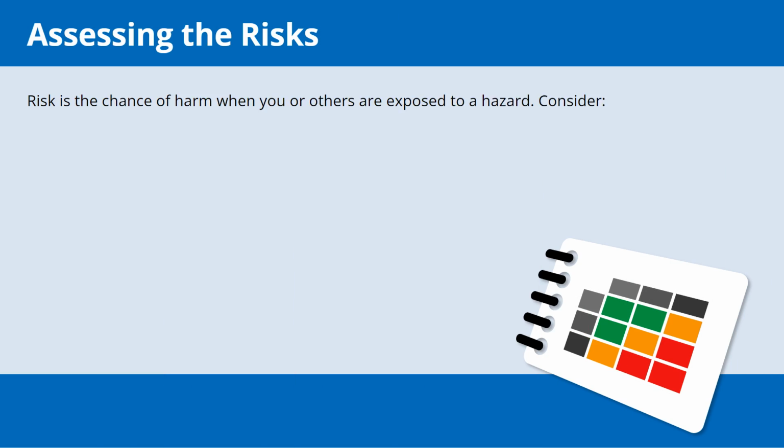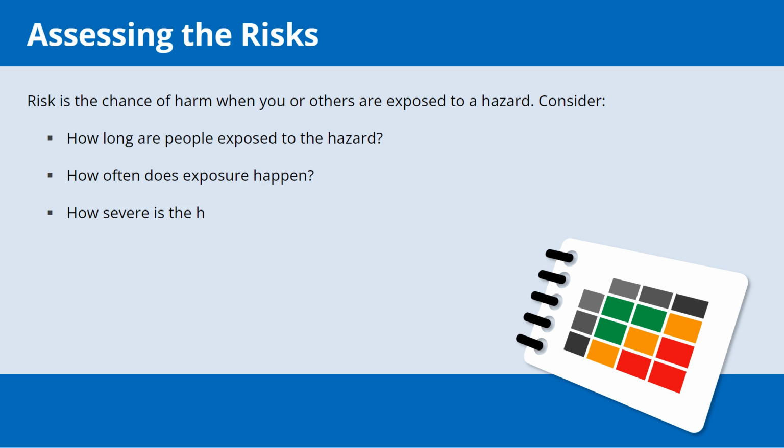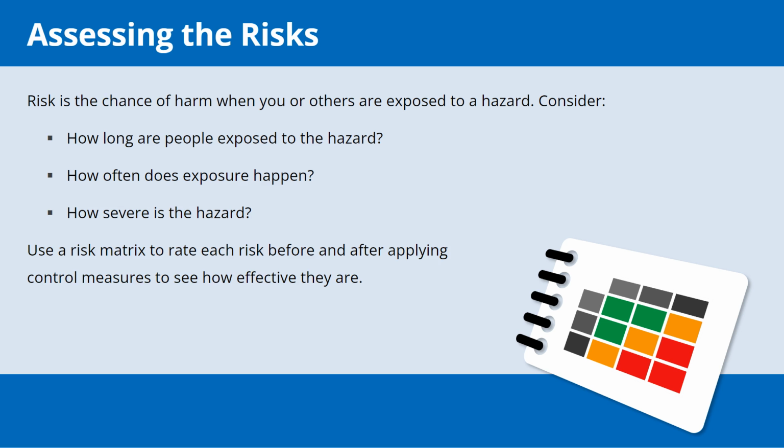Risk is the chance of harm when you or others are exposed to a hazard. Consider: how long are people exposed to the hazard? How often does exposure happen? How severe is the hazard? Use a risk matrix to rate each risk before and after applying control measures to see how effective they are.